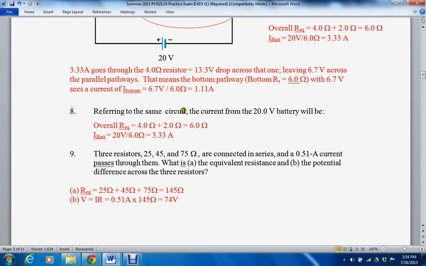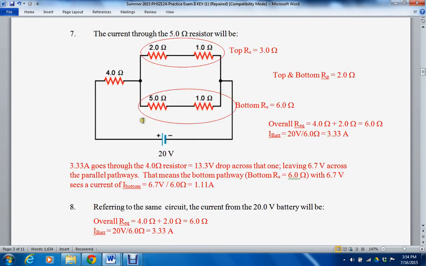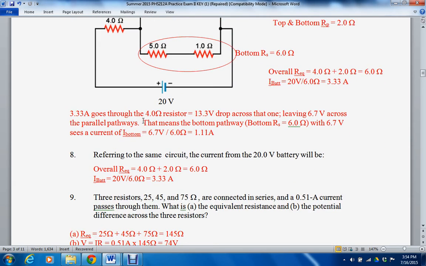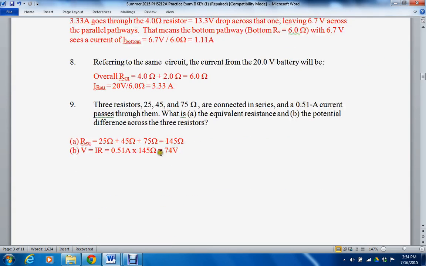Alright, if I want to look at that same circuit, the current from the 20 volt battery will be, I figured that out already, 3.33 amps. So that's good. So one hard question, but then I got 2 answers out of it. So that was nice. Alright, number 9.